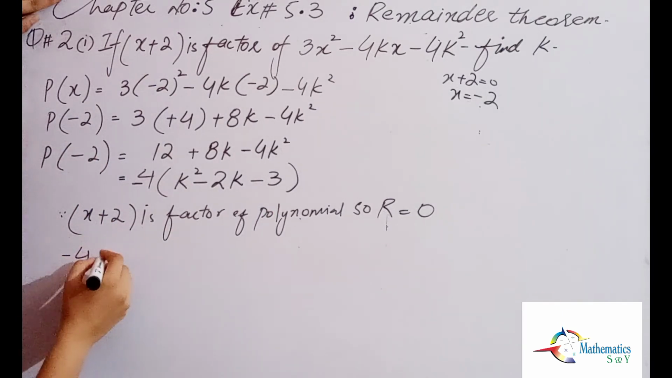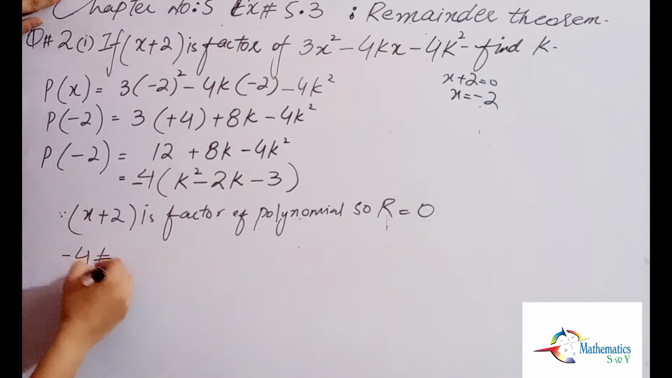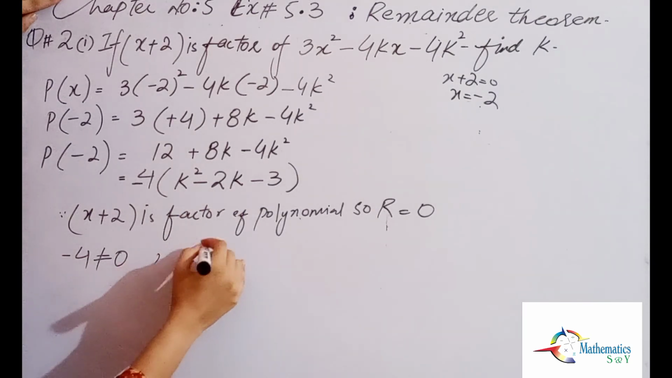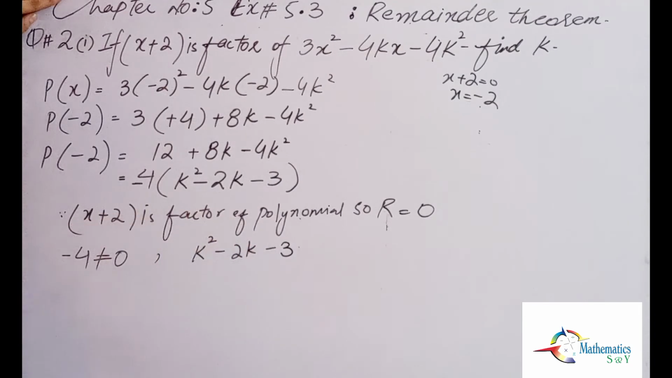So minus 2, minus 4, and this. Minus 4, you can say, is not equal to 0. This is minus 4, which is less than 0. But here it involves a variable, so we don't know whether this is equal to 0 or not. So we'll put this equal to 0: k squared minus 2k minus 3.